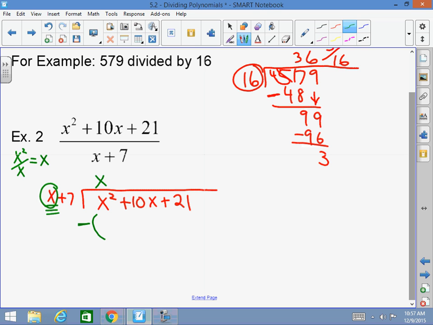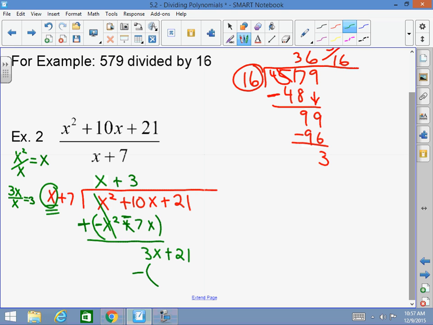Subtract the product. X times x is x squared. X times 7 is 7x. Distribute the negative. So this becomes negative, this becomes negative. This first term must cancel. 10x minus 7x is 3x plus 21. Now we go back to the drawing board. How many times does x go into 3x? Show yourself. 3x divided by x equals 3. So x goes into 3x, positive 3 times.